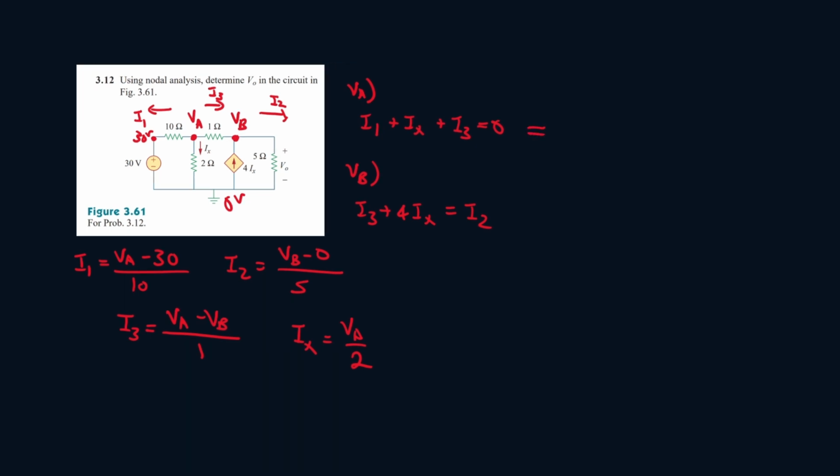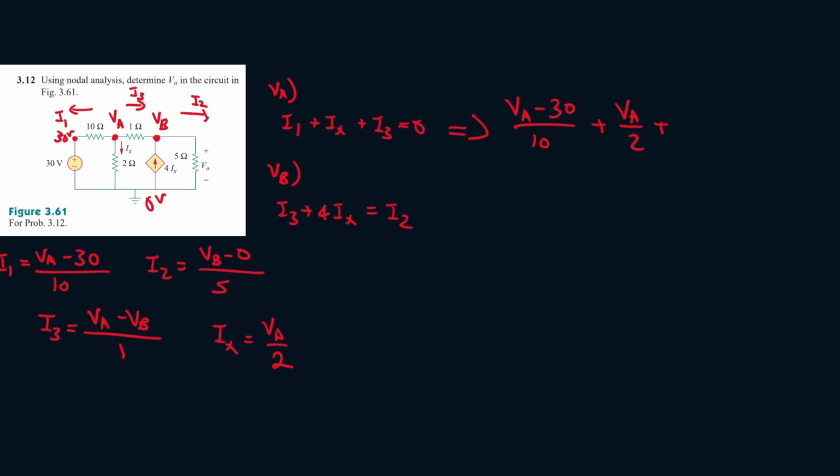So I1 is VA minus 30 over 10, plus IX, which is VA over 2, plus I3, which is VA minus VB. Alright, now for the next one, it's I3, so VA minus VB plus 4IX, so 4 times VA over 2. And this is equal to I2, which is VB over 5.